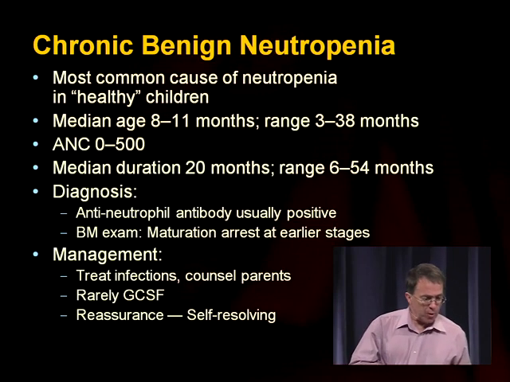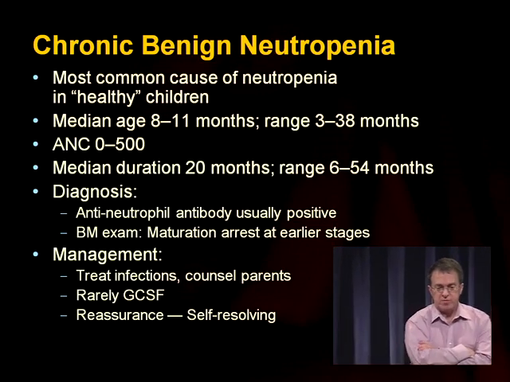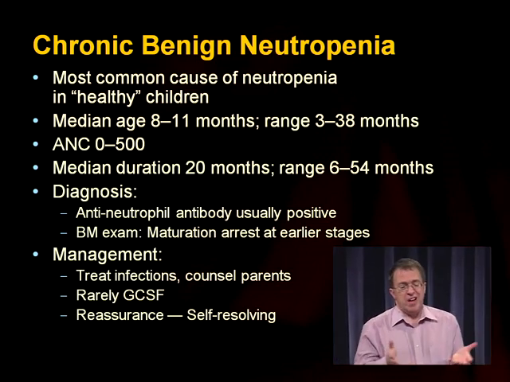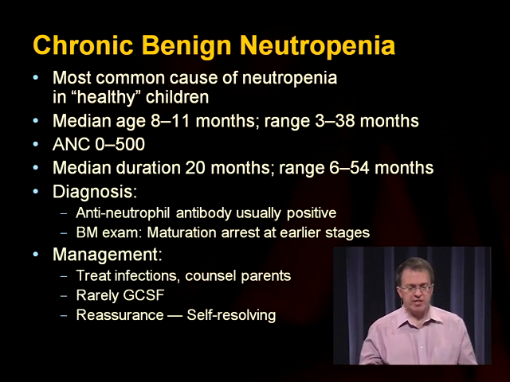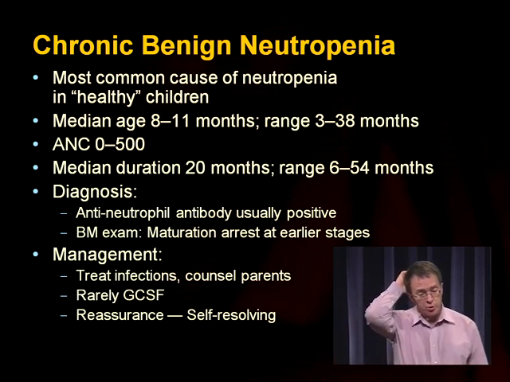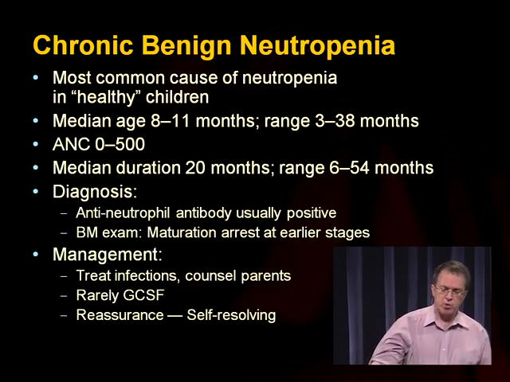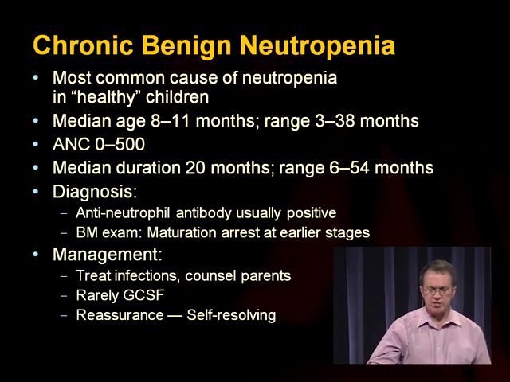Really, for the most part, reassurance. Chronic benign neutropenia is a disease that really occurs in healthy kids. It's the most common cause of neutropenia in these healthy children. Its median age of detection is about 8 to 11 months. It can range from 3 to 38 months. It lasts on the order of about 20 months. The ANC can be very low, 0, or it can be 500. The diagnosis is made sometimes by finding this anti-neutrophil antibody, though that's not always necessary.